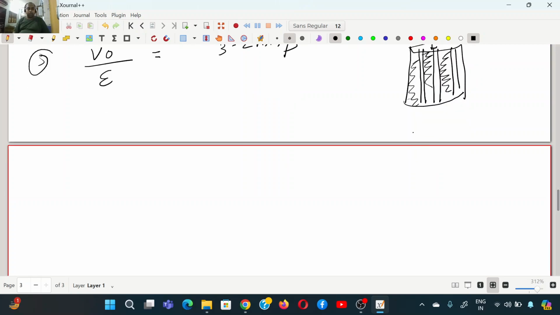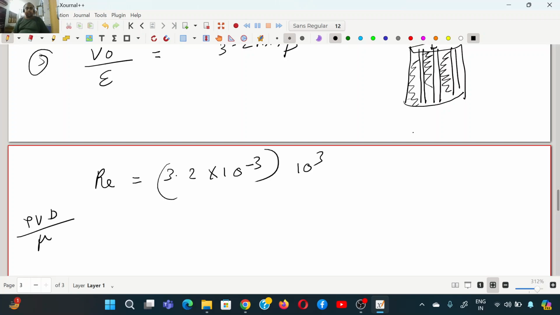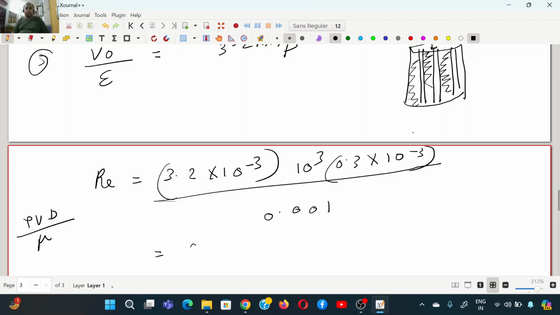Now let us calculate the Reynolds number. Reynolds number is rho V D by mu. V we know, 3.2 times 10 to the power minus 3 meter per second. Rho is 10 to the power 3. Diameter is also very small, 0.38 times 10 to the power minus 3, 0.3 millimeter. Divided by 0.001. So you will get Reynolds number as 0.96.